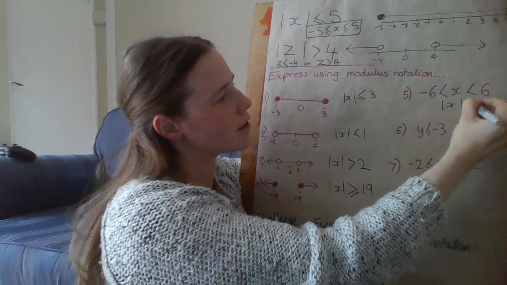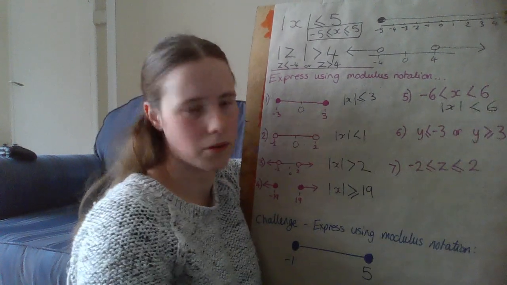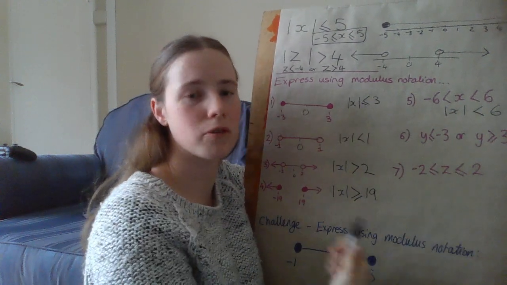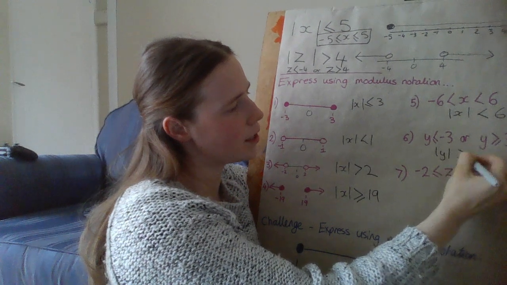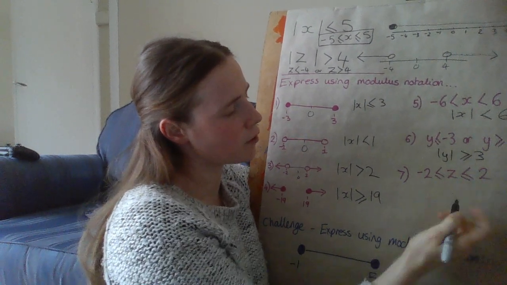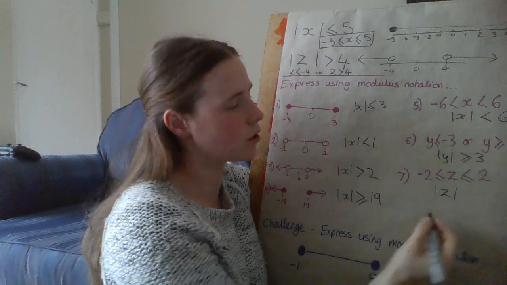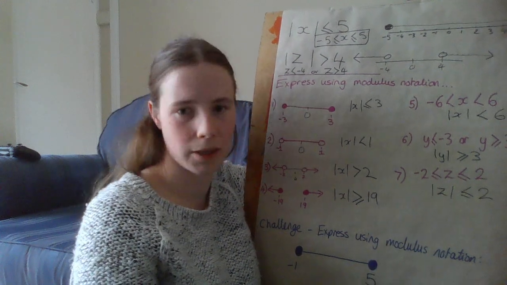Okay, now looking at these ones here, I'm capturing the values in between -6 and 6. So modulus of x is less than 6, and it's less than because I've not got the equals on here either. Okay, for this one here, I'm outside, so I'm further away from 0. So the modulus of y is greater than or equal to 3. And the final one, the modulus of z, because it's in between -2 and 2, has to be less than or equal to 2. Okay, closer to 0 than 2 each time.